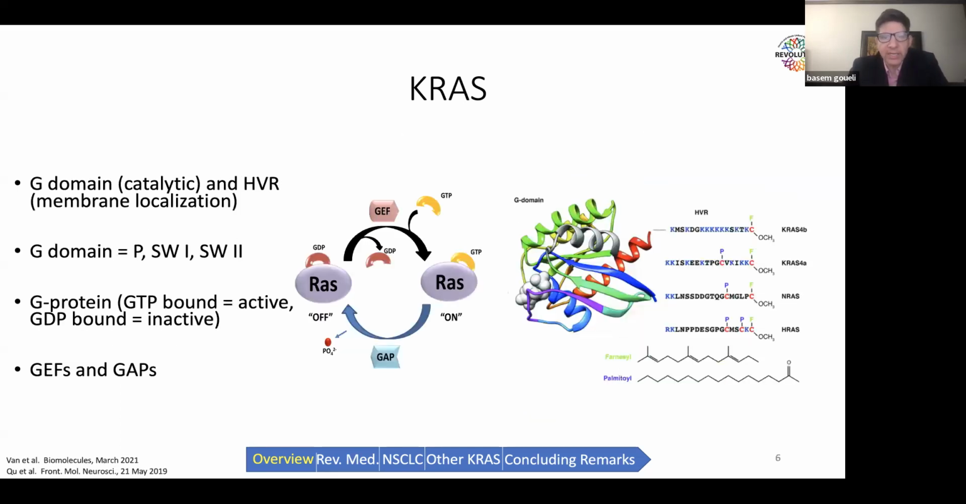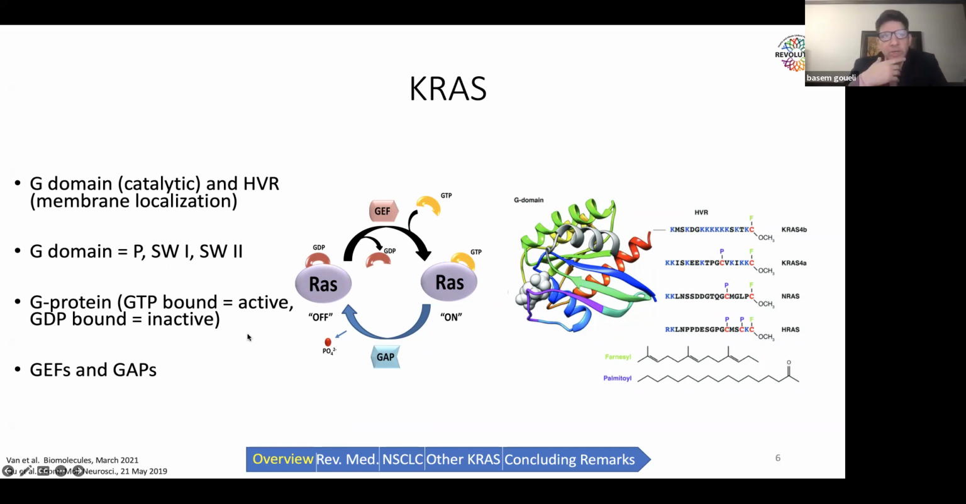When we talk about KRAS, and I know that we're talking about the biochemistry here, but I think it's important just to appreciate a little bit. We talk about KRAS, there's a G domain, which is really the catalytic domain, and a hypervariable region. So I think that's important just to recognize when we talk about how we target KRAS today, we're really going to focus on the G domain. And so when we talk about the G domain, there's a P loop, there's a switch 1 region and a switch 2 region, and they're actually depicted here.